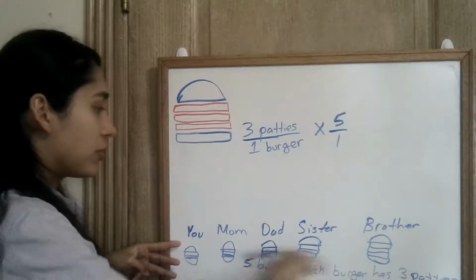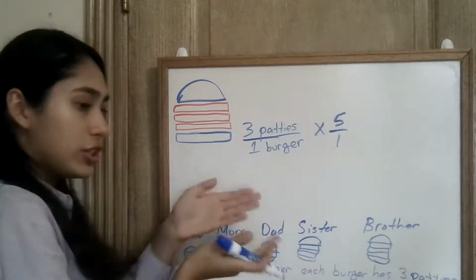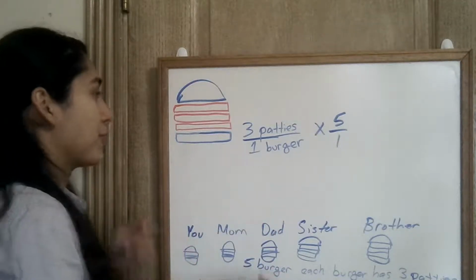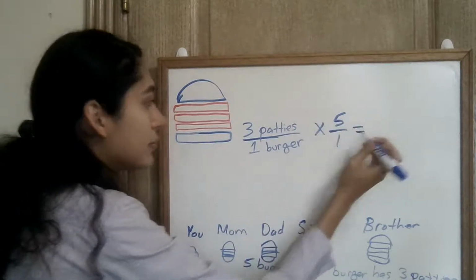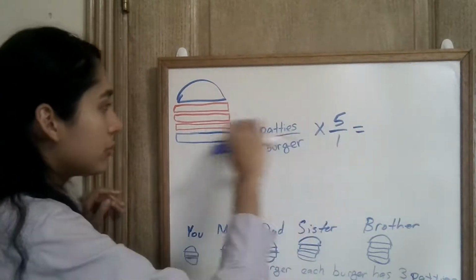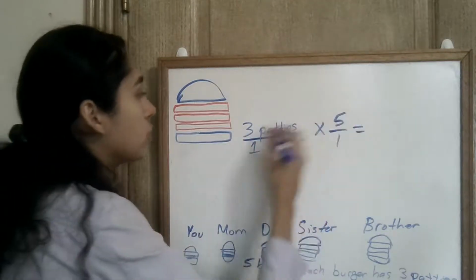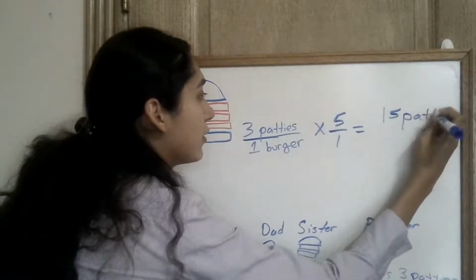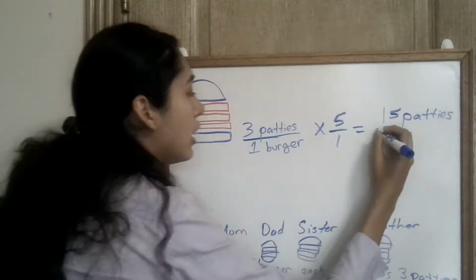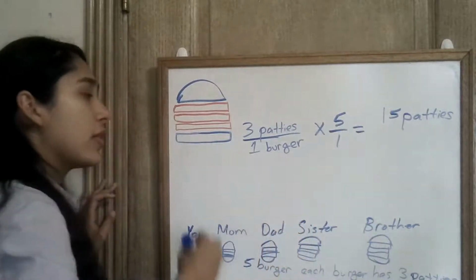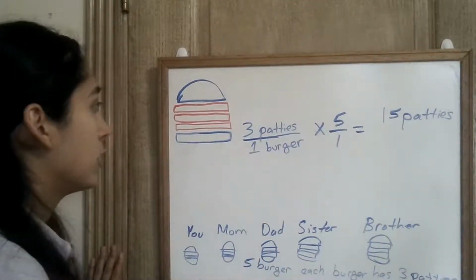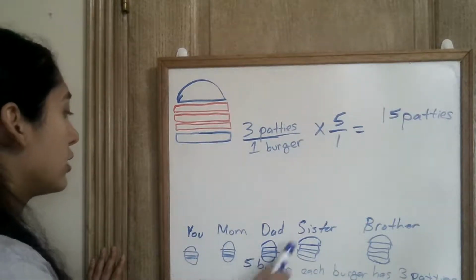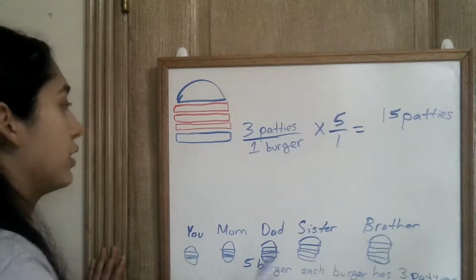There's no way that we can have 3 patties and 1 burger when you're trying to deal with 5 burgers. You're going to have 4 people with just bread and staring at you when you have patties in your burger. So we're going to multiply by 5. And by following the rules of multiplication, we go across. So 3 times 5 is 15. So we're dealing with 15 patties. And we're talking about the 5 burgers. And so we can count 1, 2, 3, 4, 5, 6, 7, 8, 9, 10, 11, 12, 13, 14, 15.